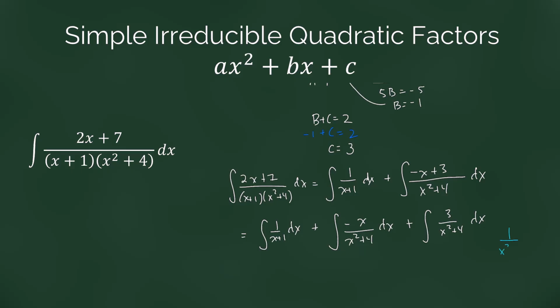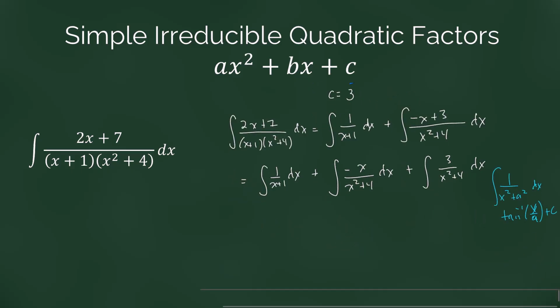We have to remember that when we have the pattern 1 over (x squared plus a squared), the antiderivative of that is inverse tangent of x over a. So we can now proceed with all three of these. The first one is the natural log of the absolute value of x plus 1. The second one, if we do a quick u substitution, u is x squared plus 4, we get that du is 2x dx.